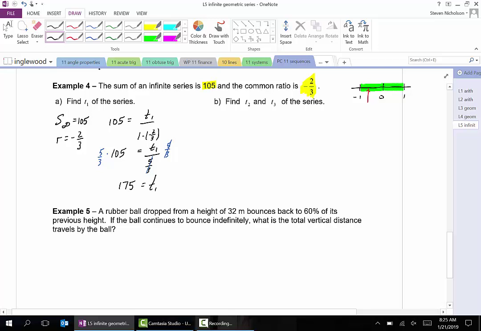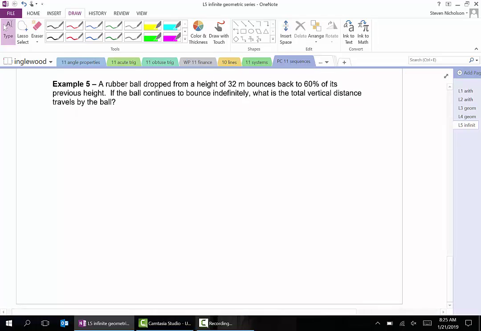And now, in order to find T2 and T3, again, all we have to use is our common ratio. To go from here to here, we're going to multiply by negative 2/3, and from here to here, we're going to multiply by negative 2/3. And when you do that, you get negative 116 and 2/3 if you wanted to make it a mixed fraction, and 77 and 7/9. So again, key idea is, what is r? And if r is greater than 1 or less than negative 1, the answer is super easy. It's infinity.